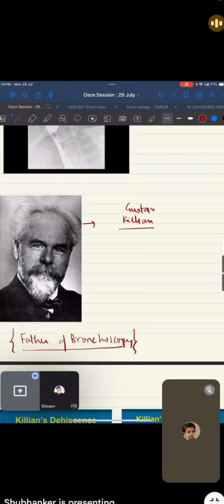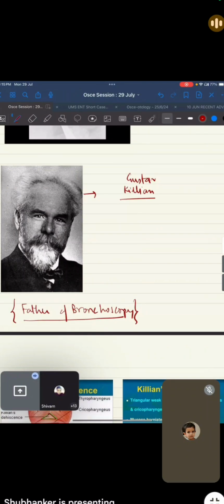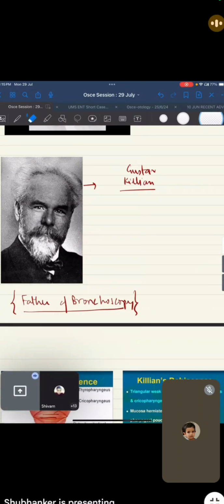He can be remembered by a person having a very wide forehead and a very pointed, very odd type of nose. Okay, so just remember his image. He can be asked. He is supposedly the father of bronchoscopy.